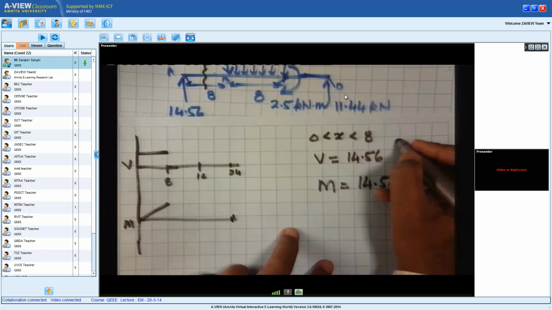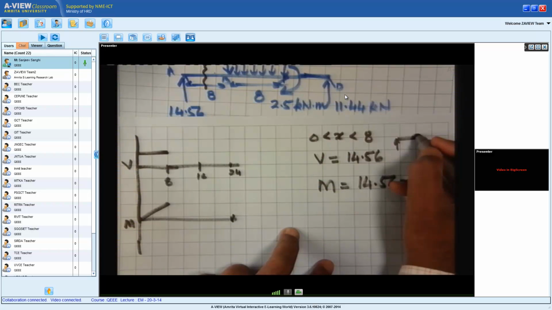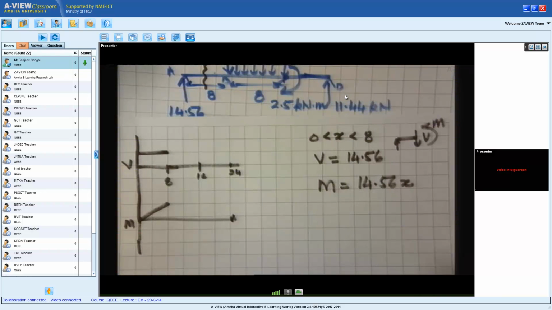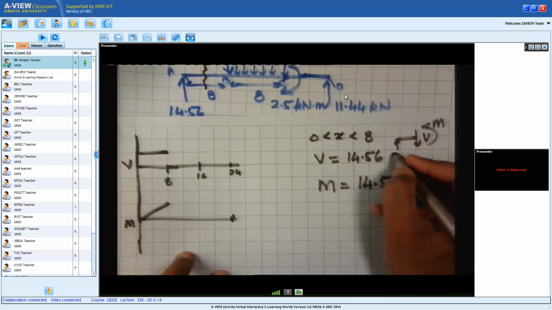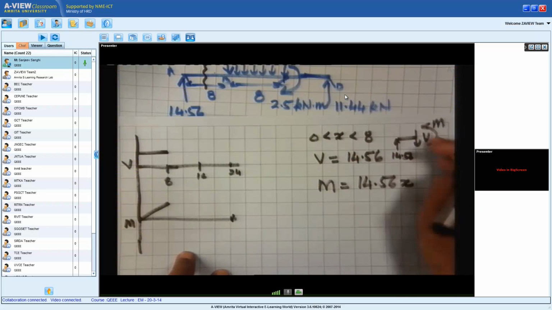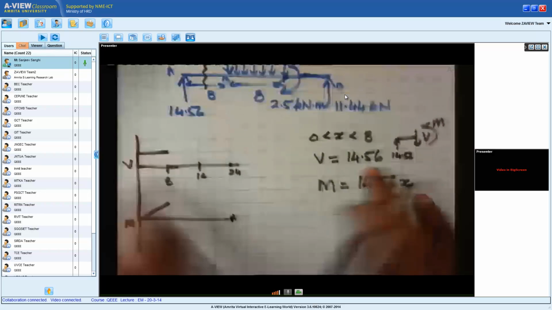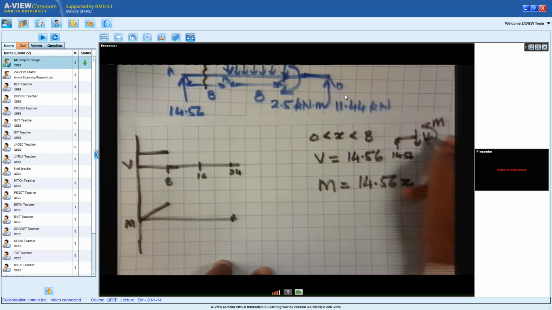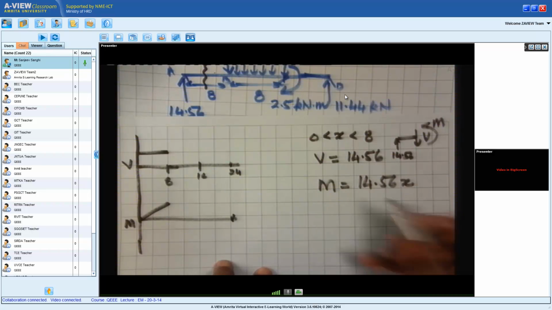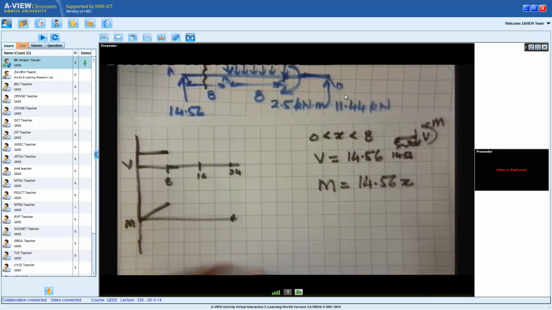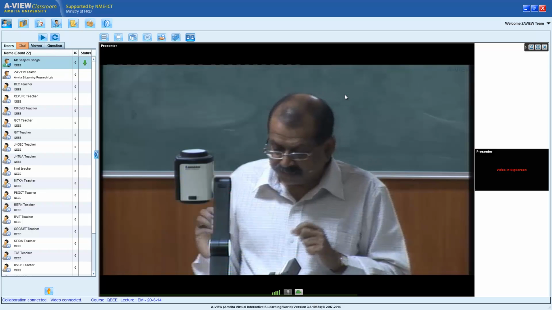And the way to see it is, we have started the loading so far. We have V here, we have M here, and if I use my rules which I had discussed, if there is a positive force of 14.56, it causes on all elements to its right a shear force of plus 14.56. I get that. If there is a bending moment, a force P causes a bending moment of P zeta. So now the zeta here is nothing but x. So this is what I get from 0 to 8. Is that clear? So this part was the easiest part.